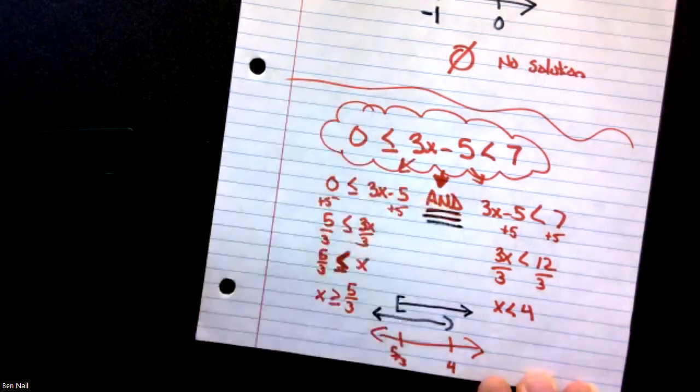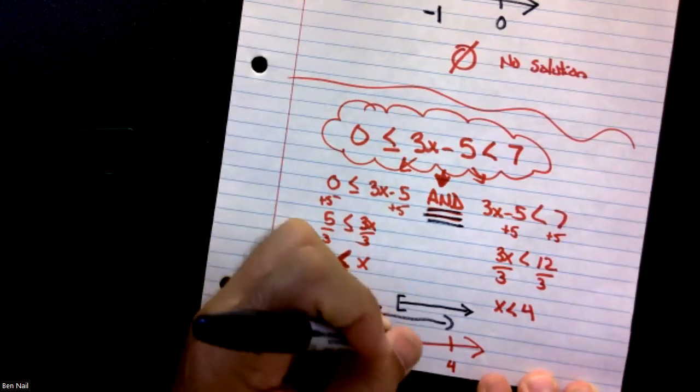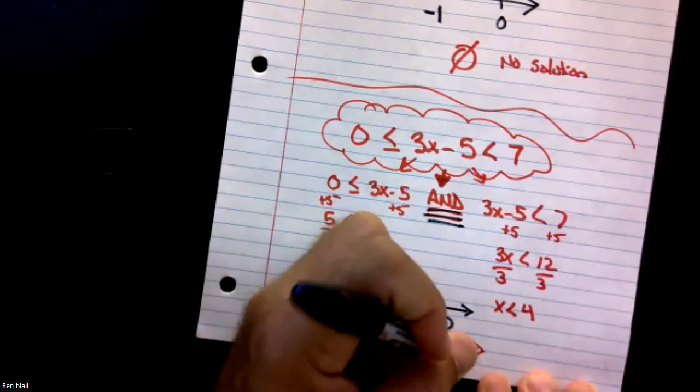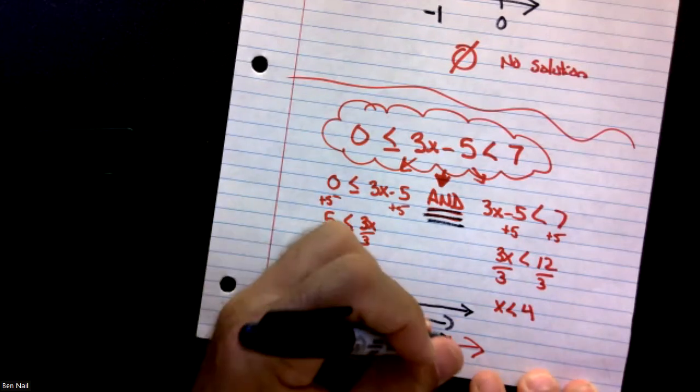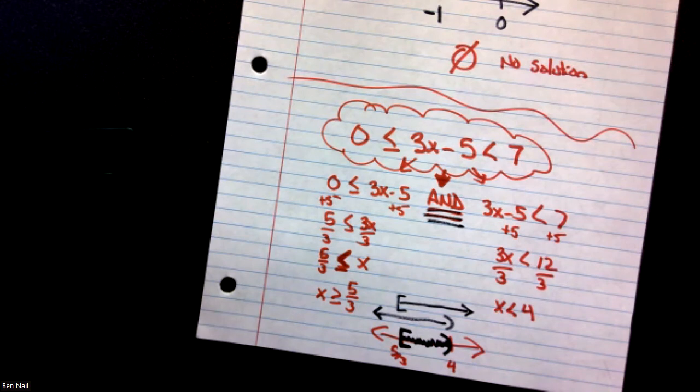Again, the and implies overlap. We have 2 lines here in between, so we're going to do everything from 5 thirds to 4 included. So my solution is all of this stuff in between those two.